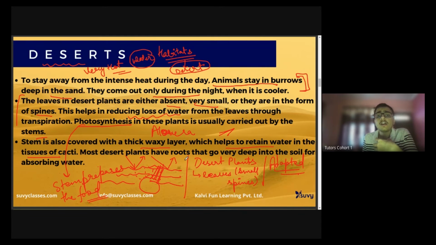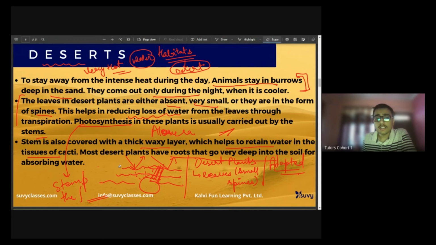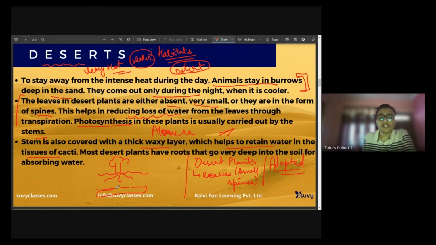Most desert plants have roots that go very deep into the soil. Yes, I just forgot this point. These plants have very deep roots. Why do they have deep roots? Because deep roots will reach underground water. If this is the surface and this is my tree, and my roots are just here, they cannot get the underground water. If my roots are long, they can reach the underground water reservoirs. So that is another adaptation in desert plants, that they have longer roots.